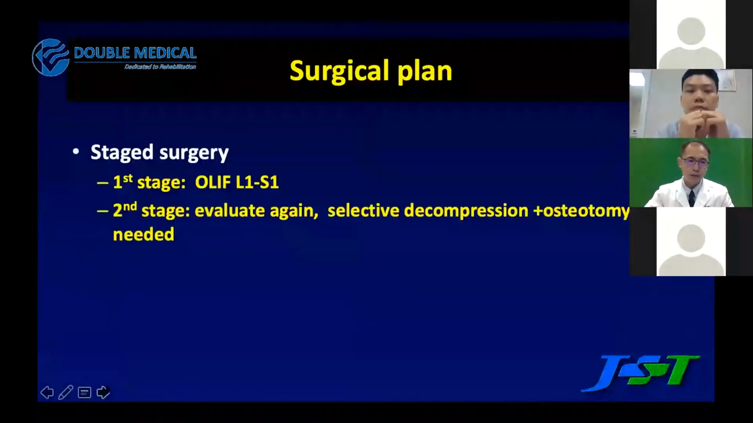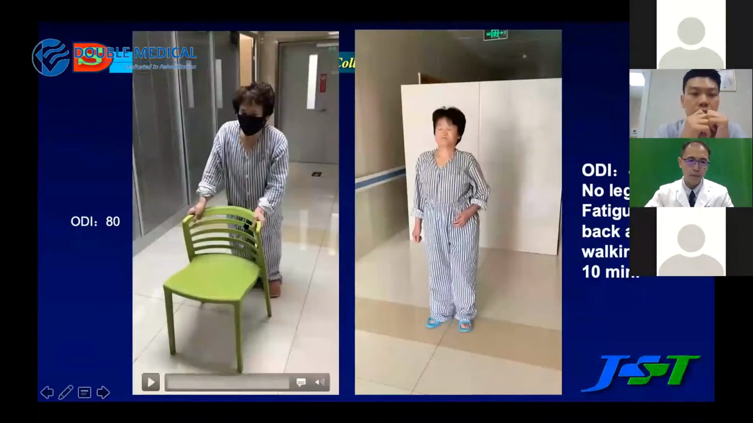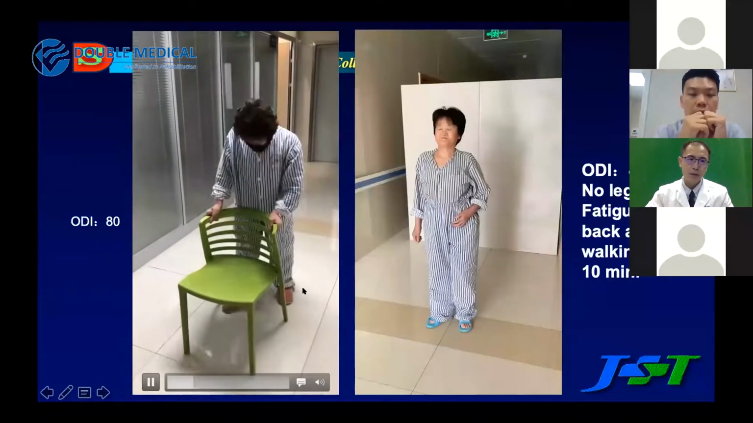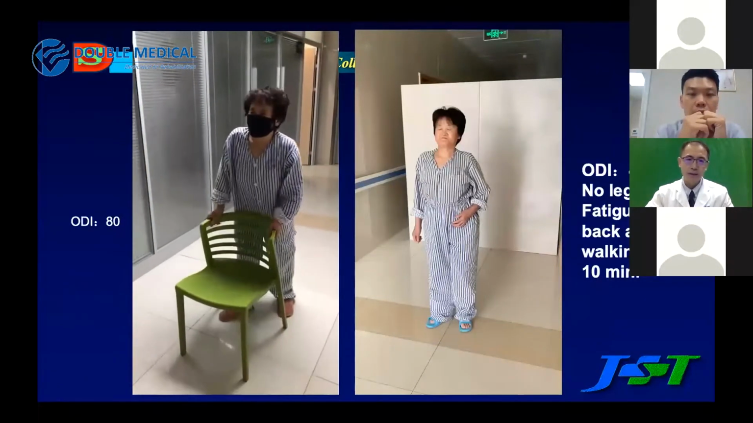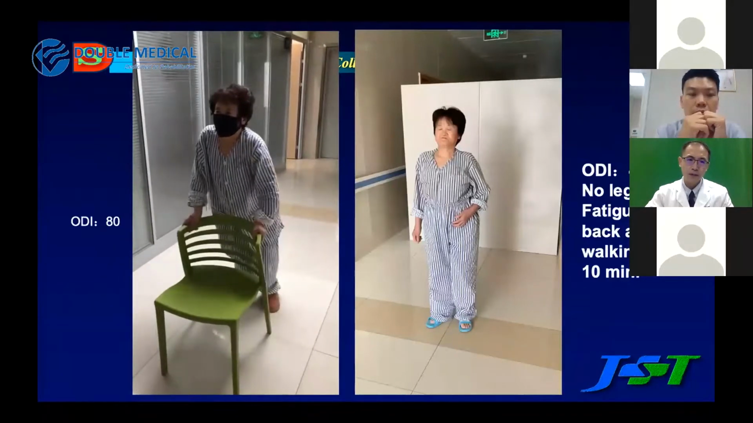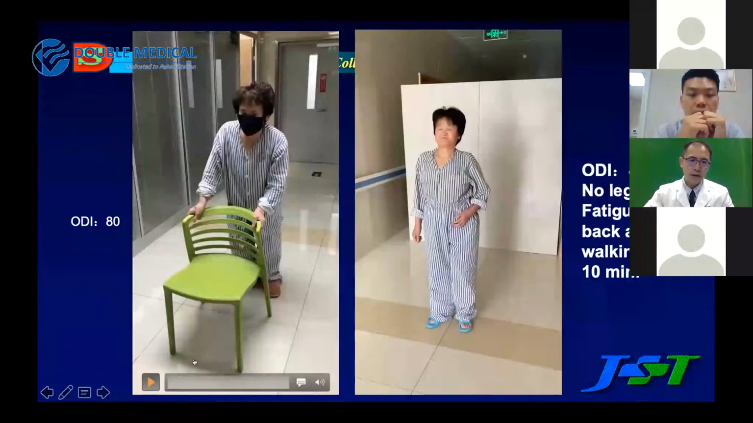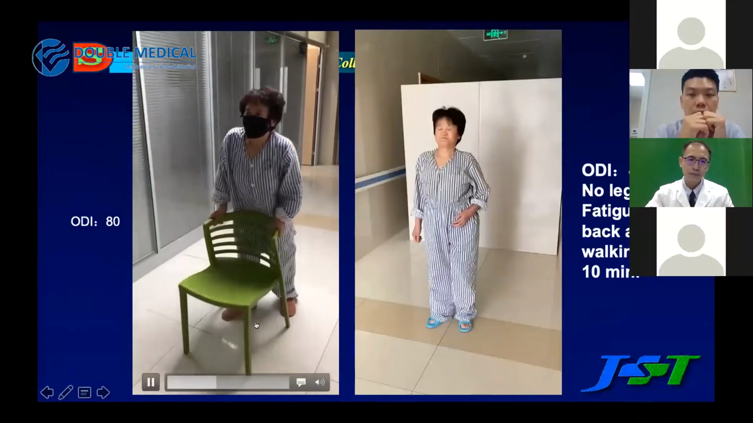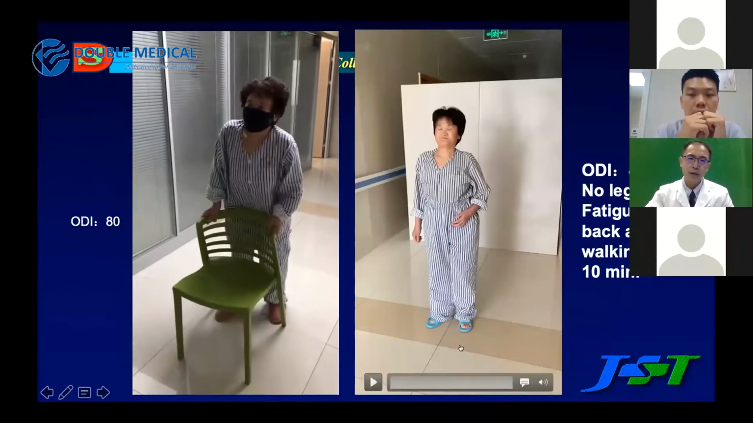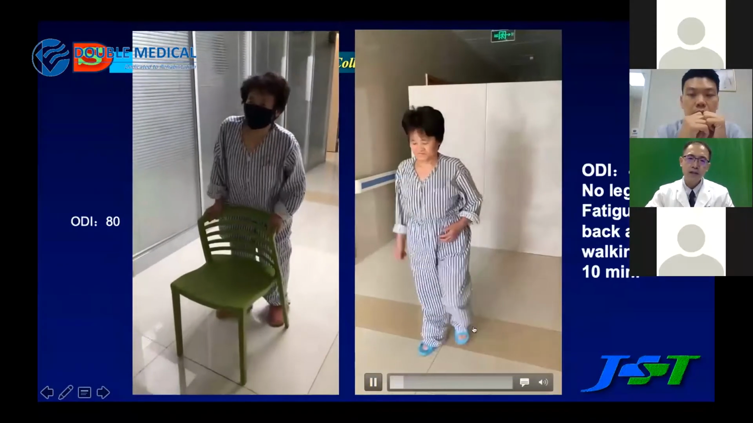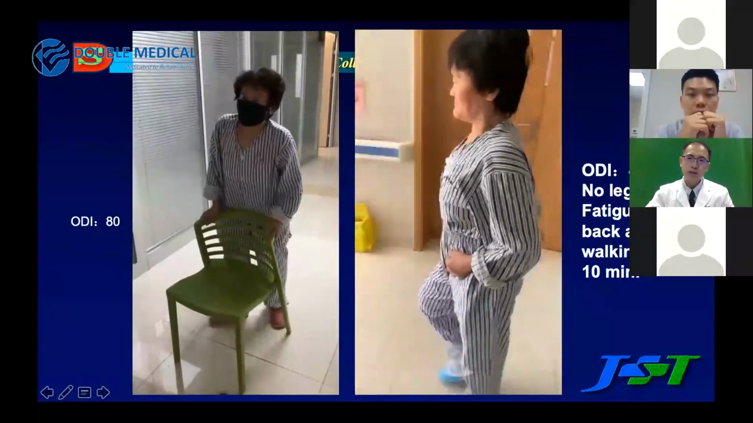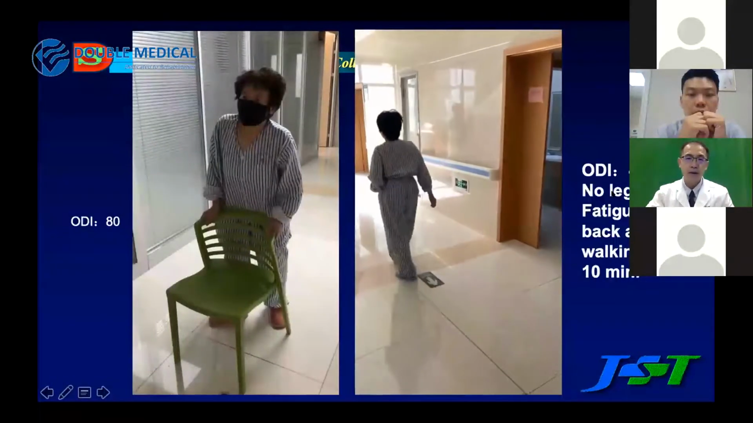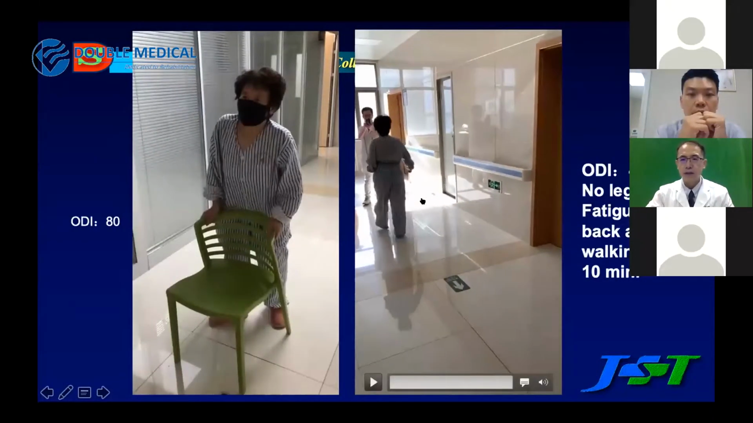But the clinical video here shows that, this is the video shown before the OLIF surgery. We can see that the patient cannot walk without support. She could walk only very slowly with some support. At that time, the ODI is 80. But after the anterior surgery with OLIF, the ODI decreased to 48. No leg pain in the lower limbs, and she only felt fatigue in the back after walking for 10 minutes.